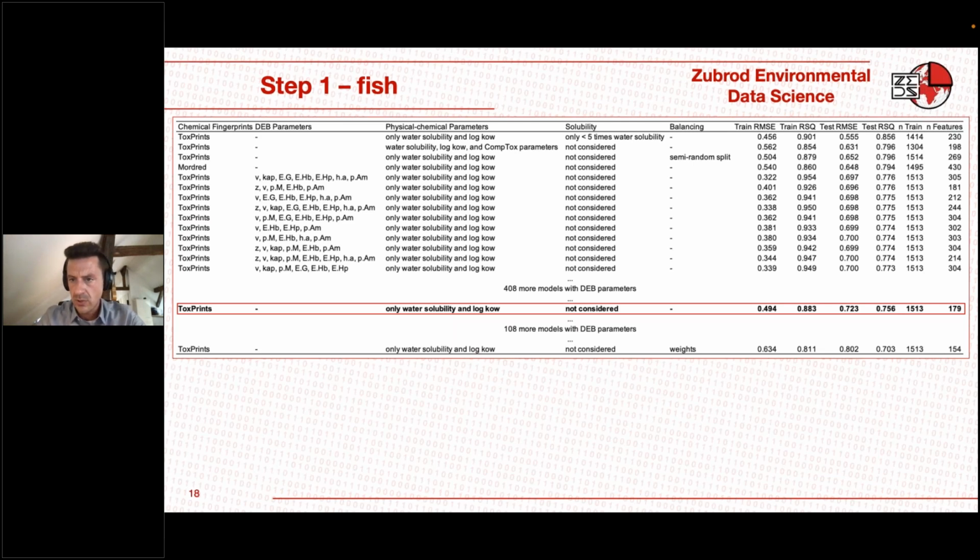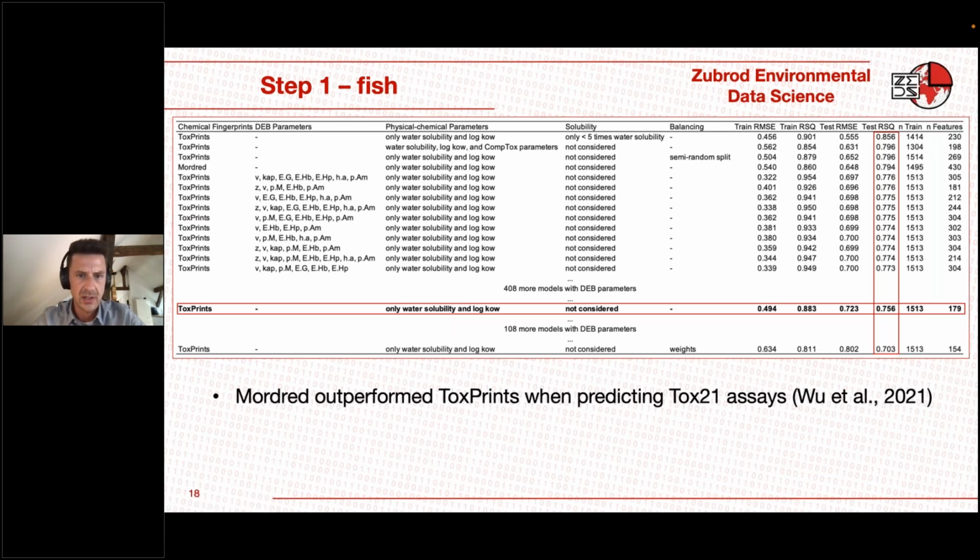The most important column now to look at is this one. This is the R squared we get on our test data sets, so our validation data sets. And we can see that already for the base model, we get a decent R squared, around 75%, 76%. But also that almost all changes that we applied to that combination resulted in higher predictive power, up to around 85, 86%. So we can see that the involvement of most depth parameter combinations actually improved predictive power. The replacement of ToxPrints by Mordred improved predictive power, and that was already shown before in other studies.